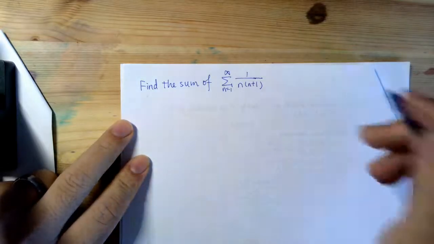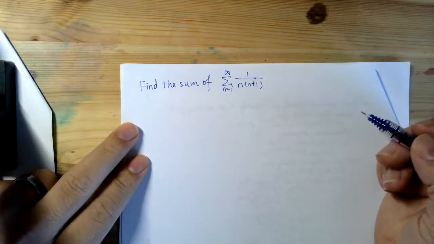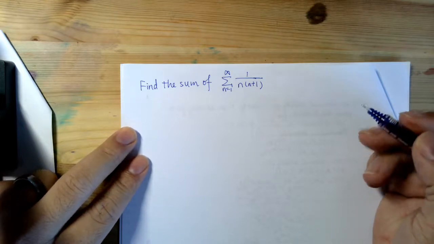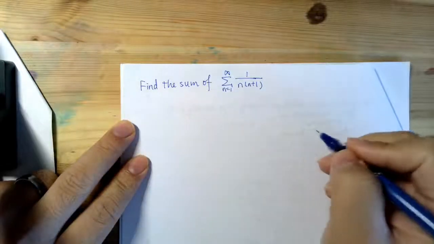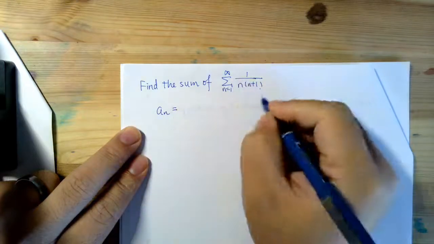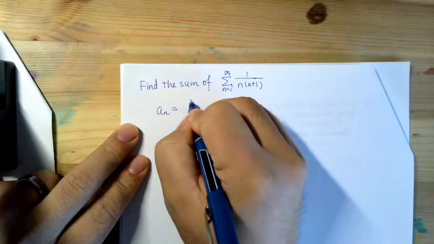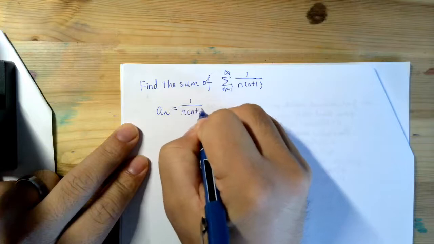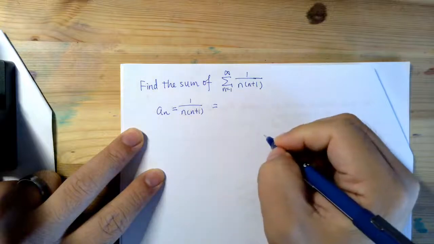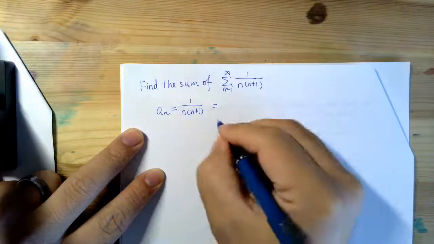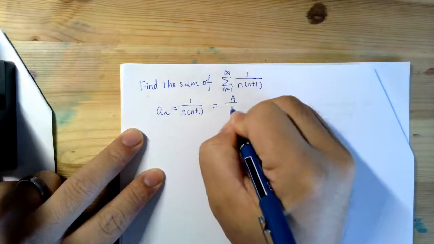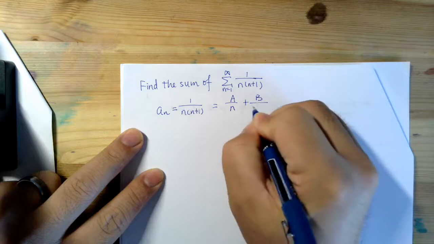we're going to use the idea of telescoping cancellation. Okay, so here's what I mean. First of all, the an for this series is 1 over n times n plus 1. And we actually can use a partial fraction decomposition, which is a over n plus b over n plus 1.